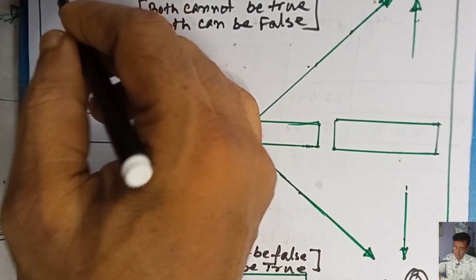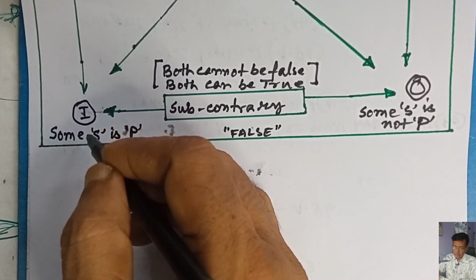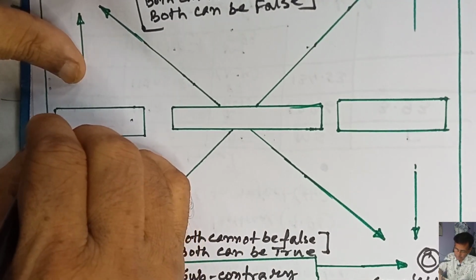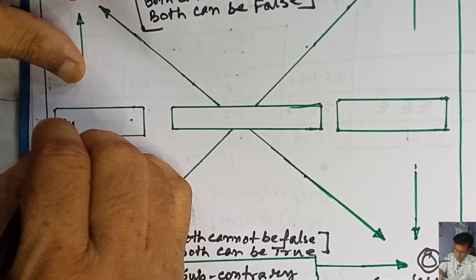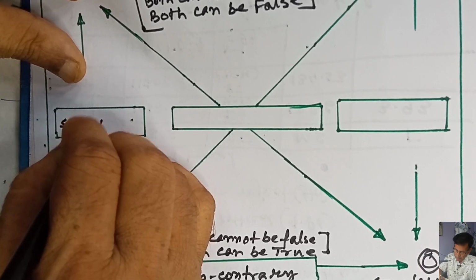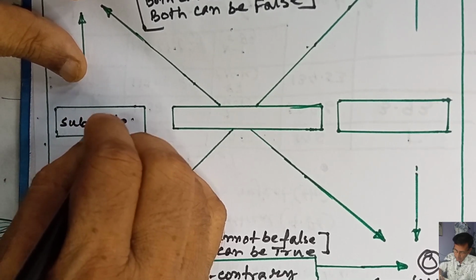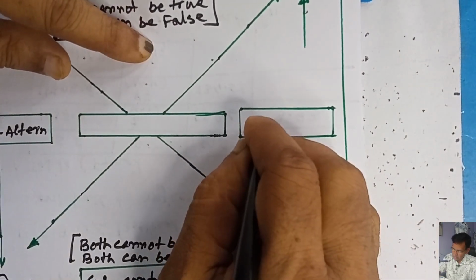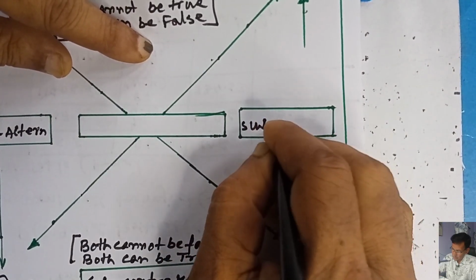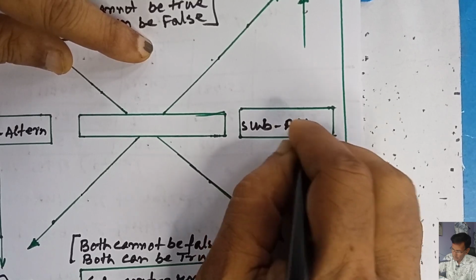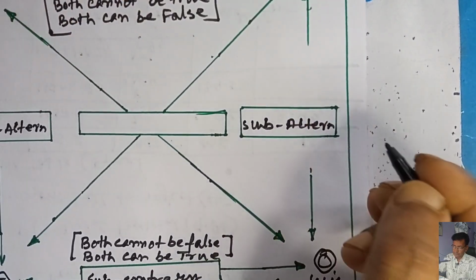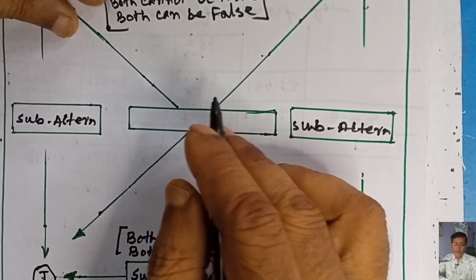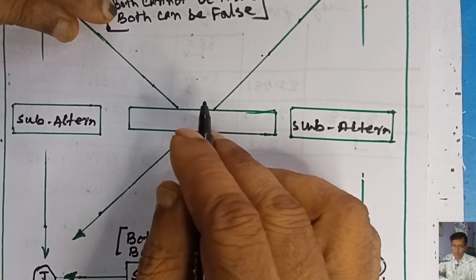Now the vertical relationship between A and I is Sub-Altern. This is also Sub-Altern. In Sub-Altern relationship, pair can be true or false.